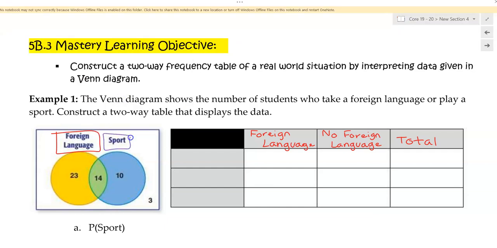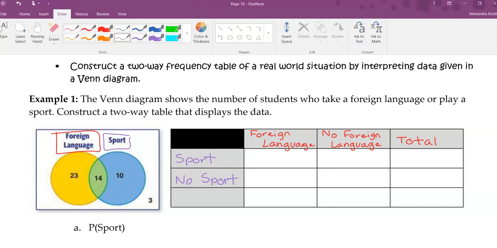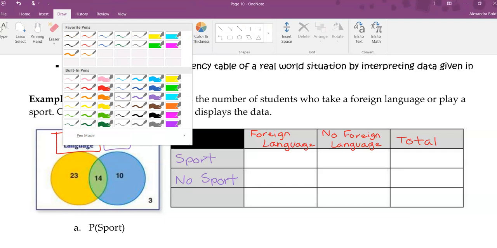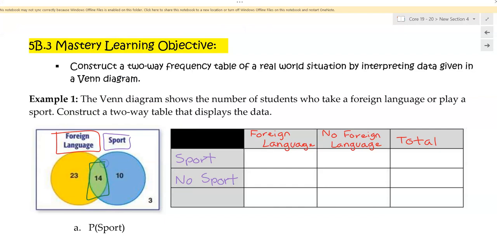Then we have our other part where I play a sport, or no sport. Okay. All right, then we're always going to start in this middle. This middle is where I do both of those things. So I take a foreign language and I play a sport. So it's going to be this first where they cross. Okay. So there are 14 people who are under foreign language and sport.